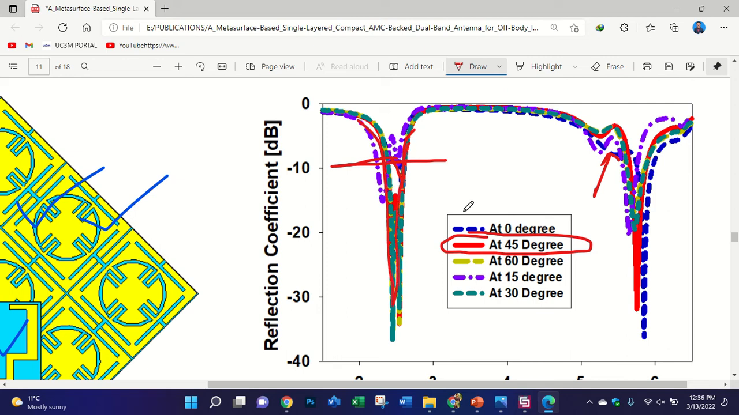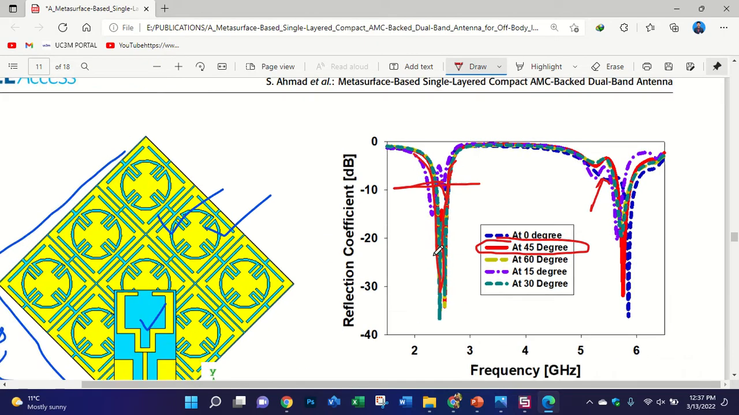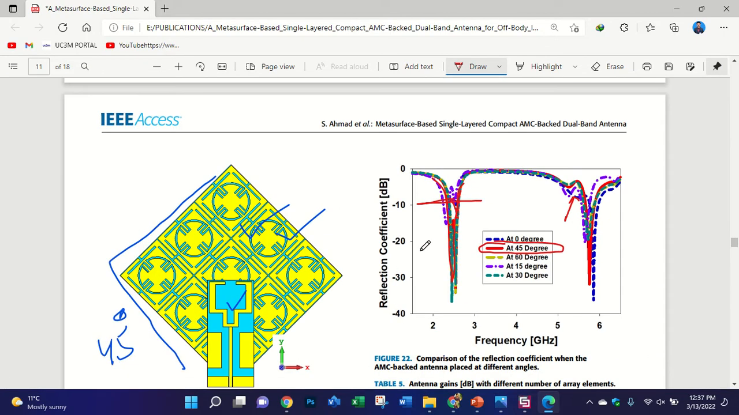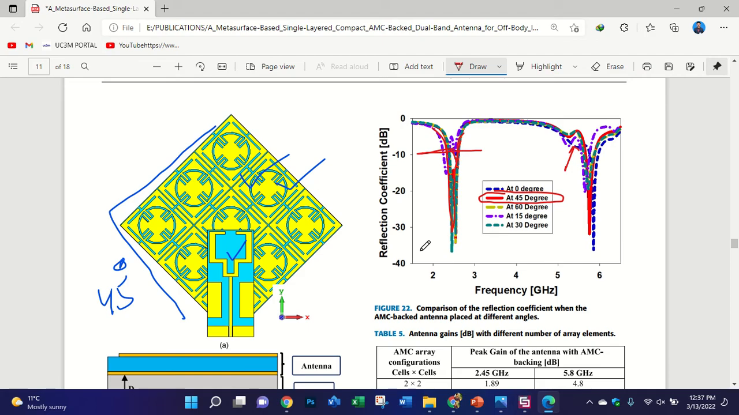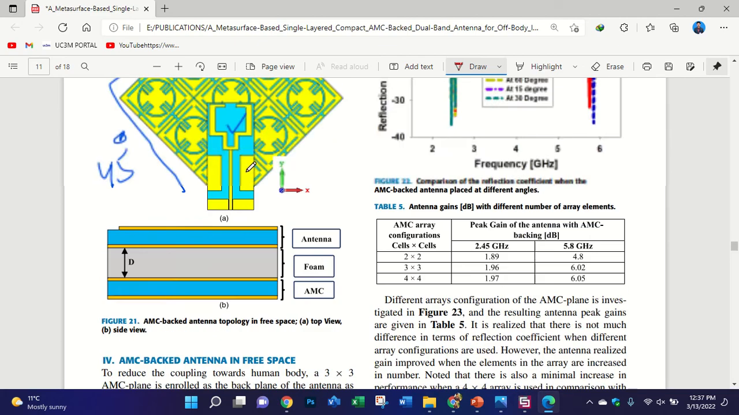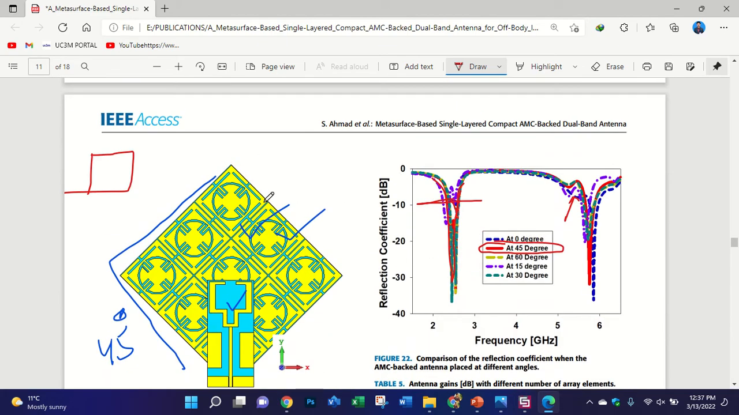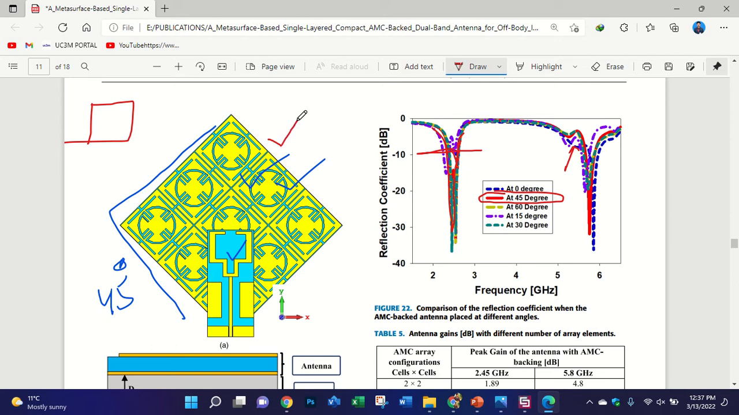I also got good results at 60, 15 and 30 degrees. But I only use 45 because I need to keep in mind the feasibility in fabrication and measurements. Even though we can use this metamaterial at an angle of 0 degree, and it is easy to place behind the antenna, if you rotate it, it is hard in fabrication. That's why I have used 45 degree here. It is a little bit easy to place the metamaterial at 45 degree, but at 60, 15 and 30 it is not easy, okay.